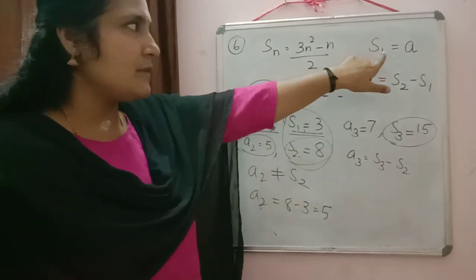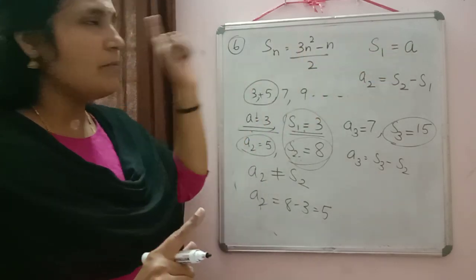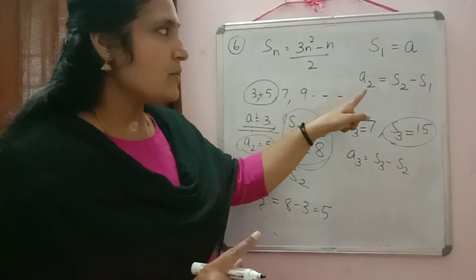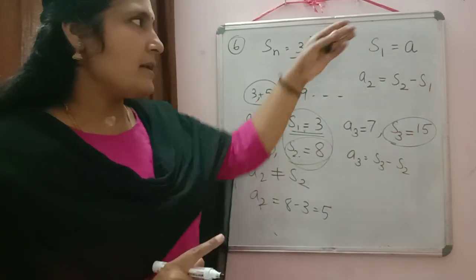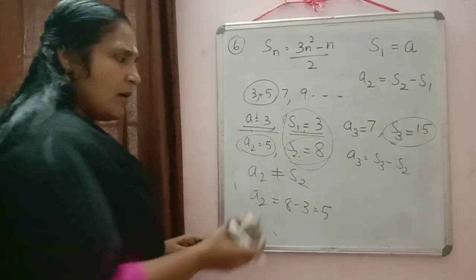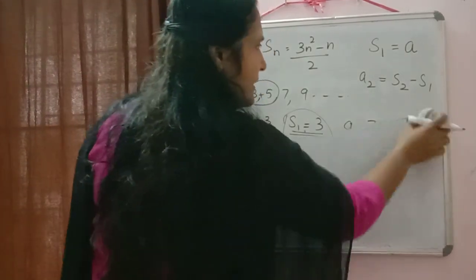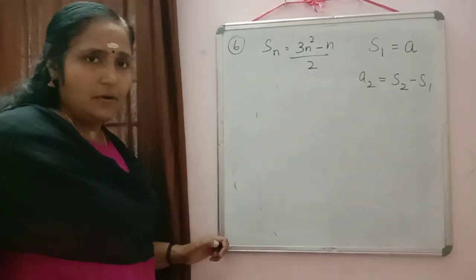Just write this down. S1 will be equal to A, where A means the first term of the AP. And to calculate the second term, what do we want? S2 minus S1. Because if we have the first and second terms, we can calculate the common difference and then we can calculate any of the terms. So this is the concept we are going to use here.